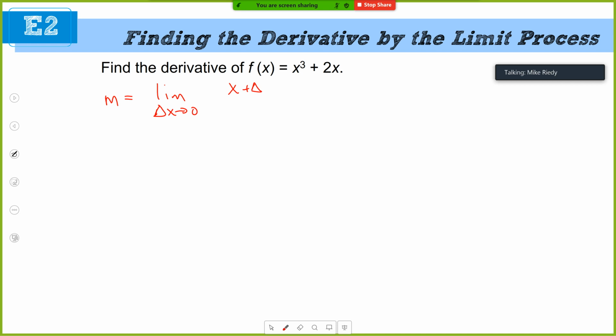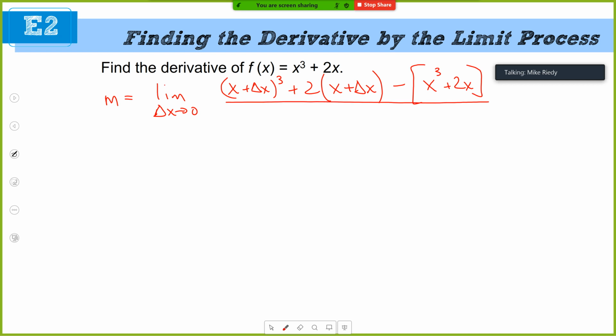x plus delta x, quantity cubed. Oh, that's going to be fun. Plus 2 times the quantity x plus delta x. That's my f of x plus delta x, minus brackets x cubed plus 2x, all over delta x. Okay, that's step 1.